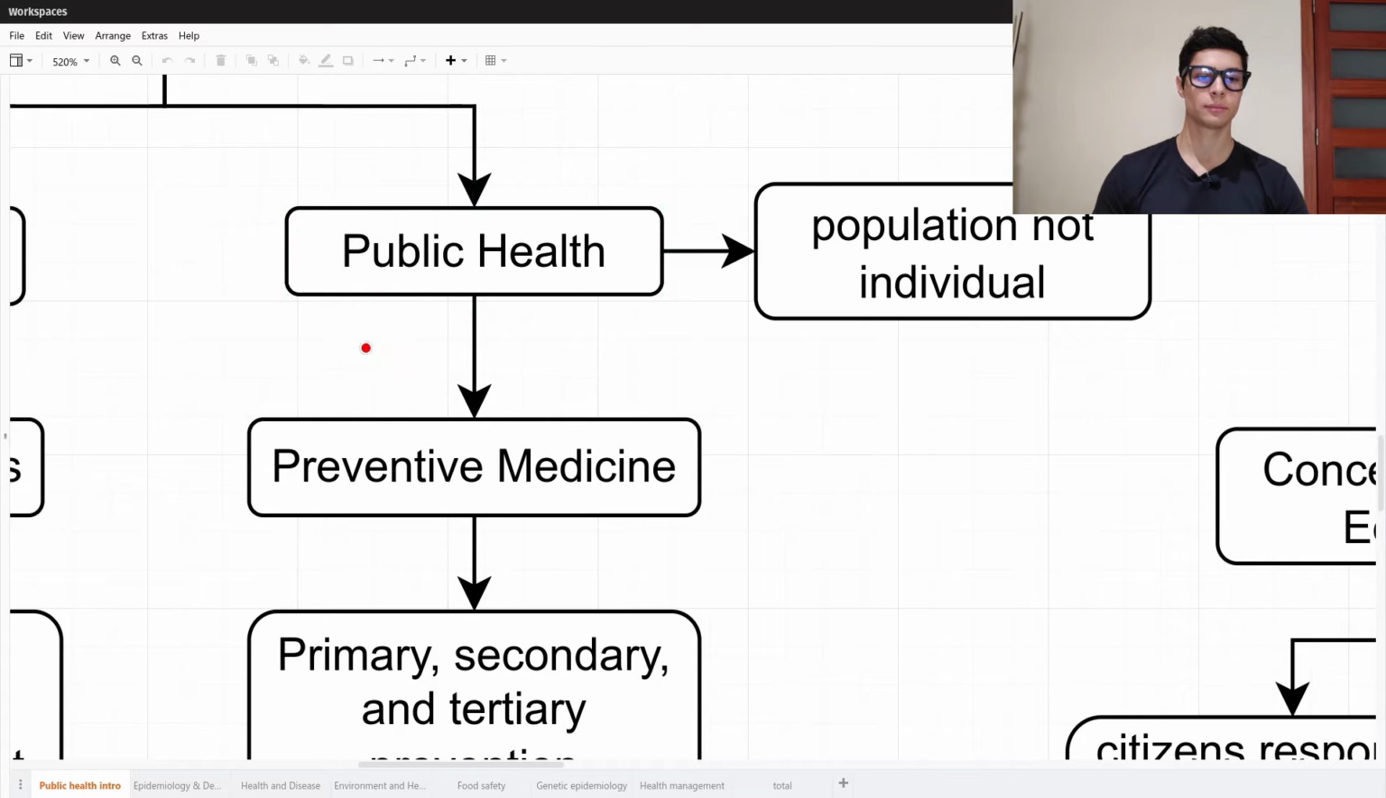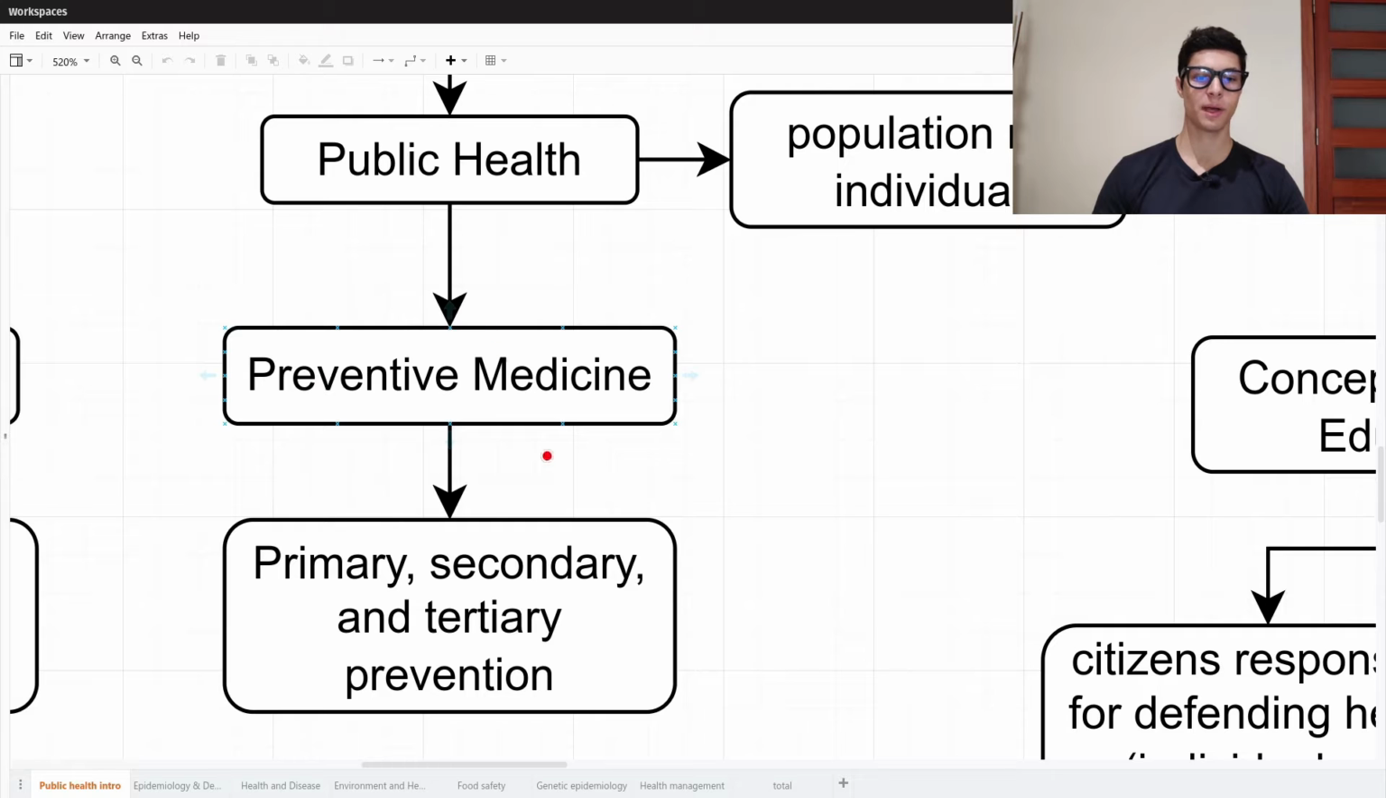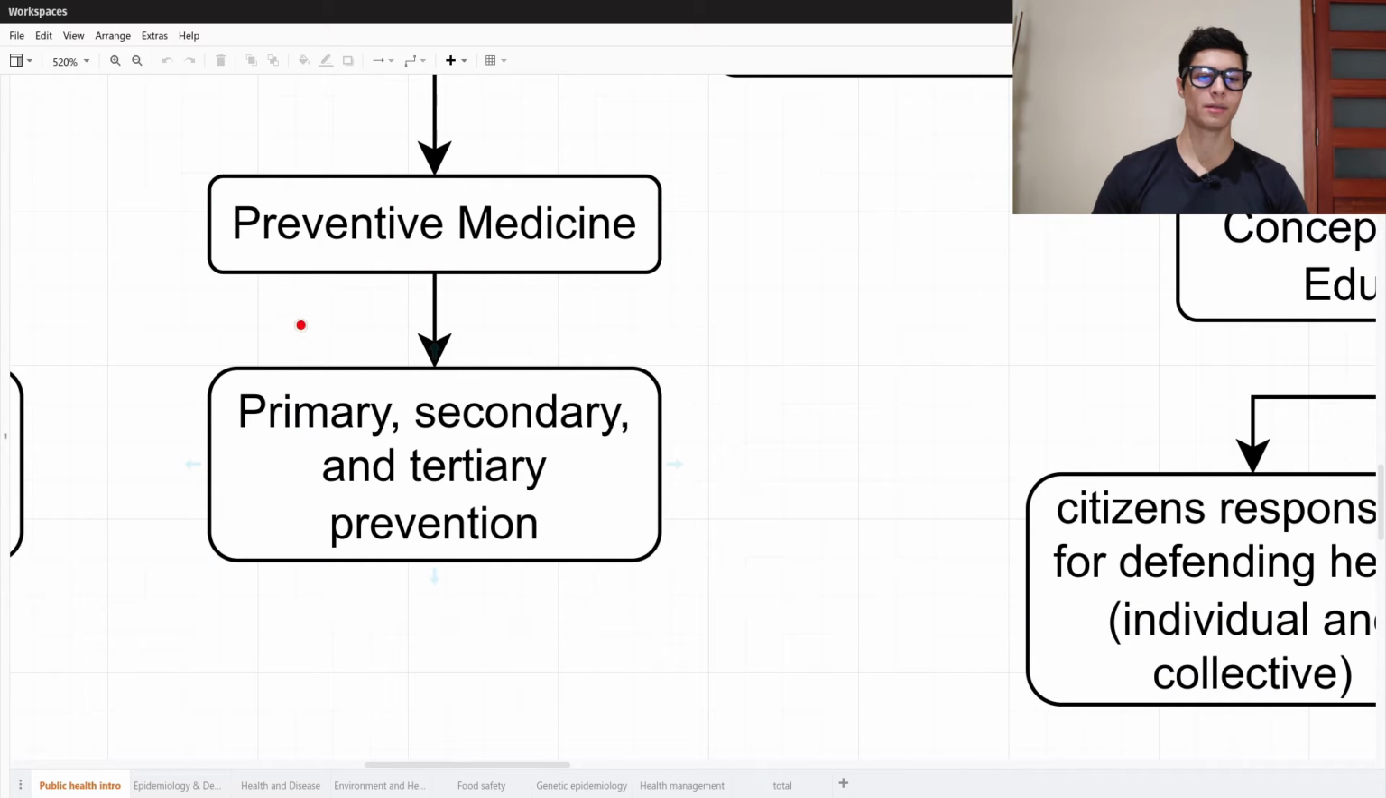Public health also focuses on preventive medicine, that type of medicine that focuses mainly on not getting the disease rather than curing it. And here we have three types of prevention: primary prevention, secondary prevention, and tertiary prevention. Primary prevention is the type of prevention that we follow when we are healthy and we feel fine, but we follow some habits or some strategies to avoid getting the disease.